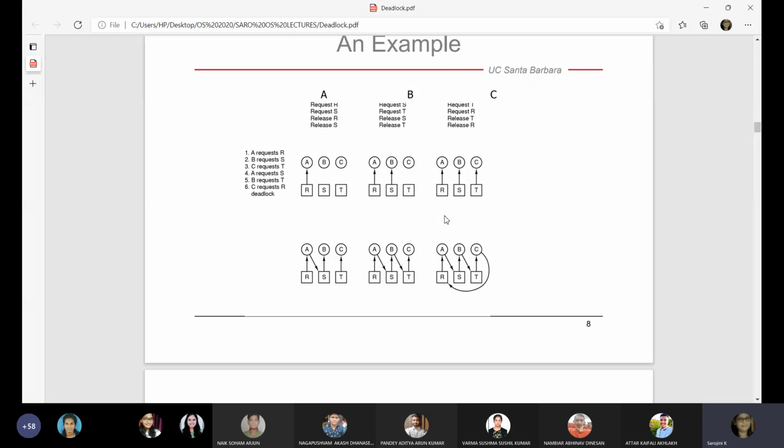Now, how does the deadlock occur, step by step? Students, these are very simple. You just have to listen. If you listen, all these concepts are very simple.